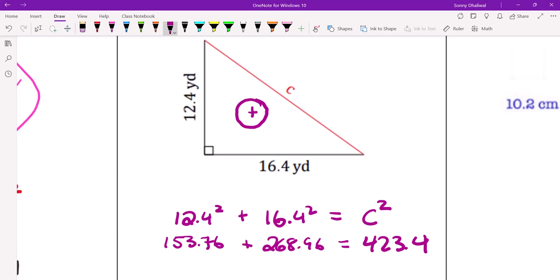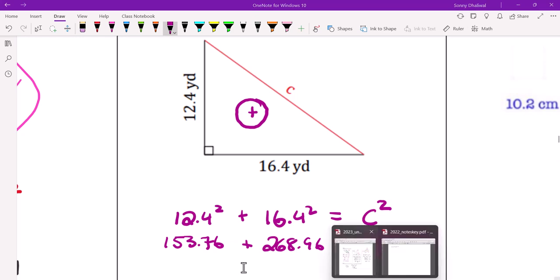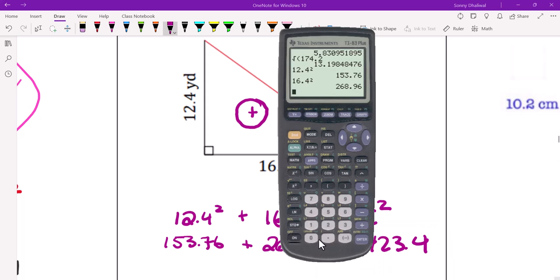All right. Is that what everybody got? Sort of. What did you get? 420? Let's see. I just see differing faces here. 423. Let's go 268.96 plus 153.76. So it's really easy with this to make mistakes when you're punching numbers in the calculator. So you should have 422.72. Really easy to make mistakes here.